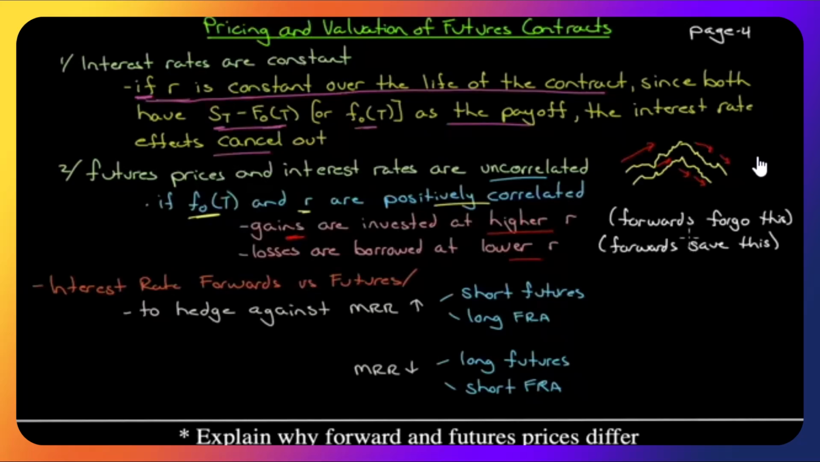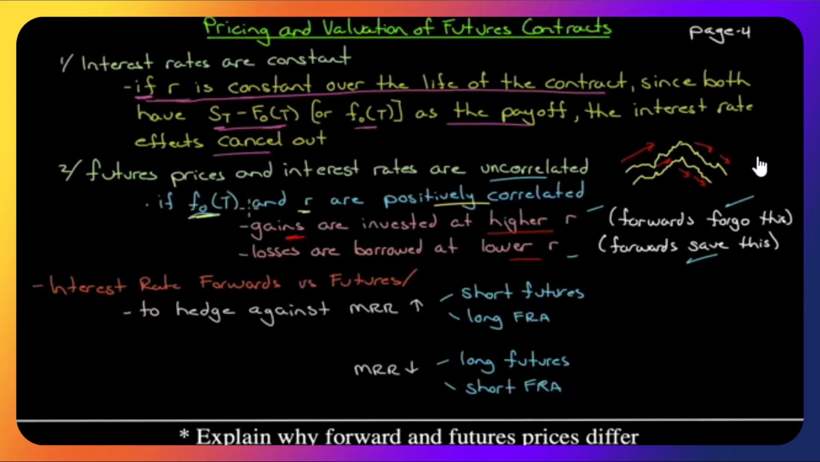Well, forwards don't have that. Forwards do not invest their mark-to-market gains at higher interest rates. They forego this, but they do save the interest rate. But look what's happening. They are foregoing the higher interest rate, but saving the lower interest rate. So clearly, the futures are more important.